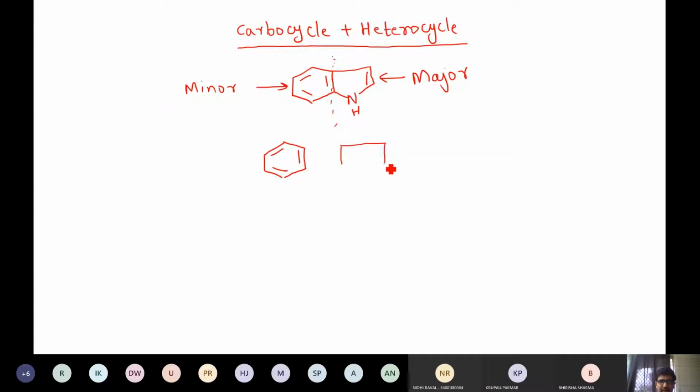Observe carefully that I am cutting it exactly like it is. The position of the double bond is maintained, right? So this is a benzene ring and this is a pyrrole ring, right? Are you with me, all of you? Yes, sir.